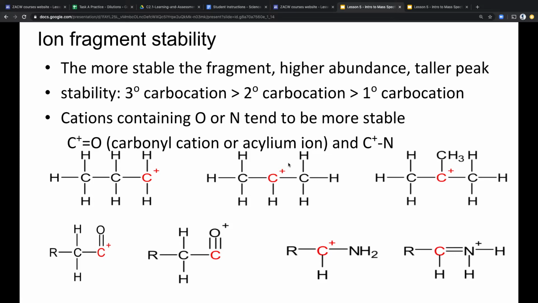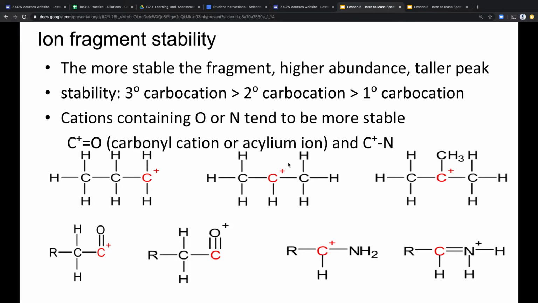Now, what influences stability? We're going to look at how the atoms around a carbocation can contribute electrons to stabilize that positive charge on the carbon. Because what influences stability is electrons helping to neutralize a positive charge on an atom. That will bring stability to the molecule.